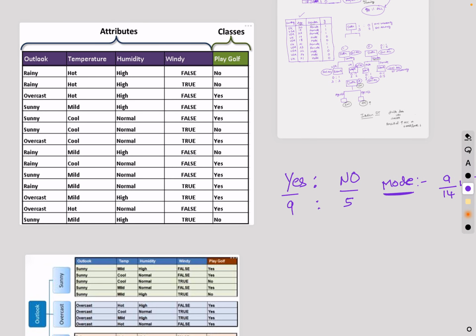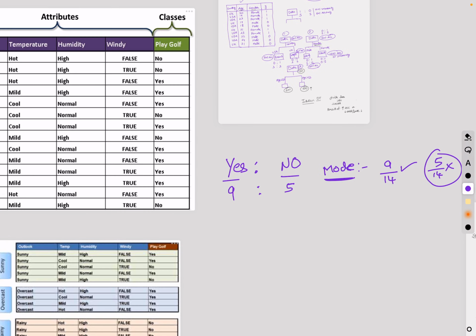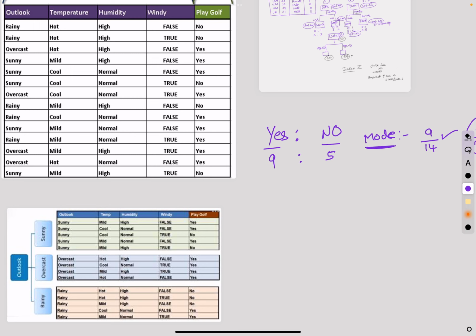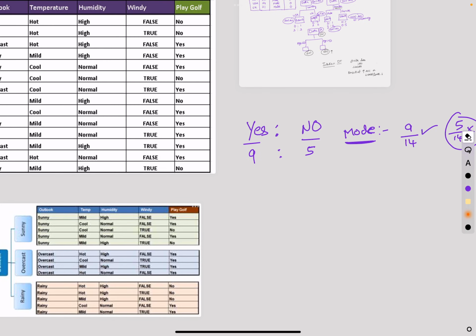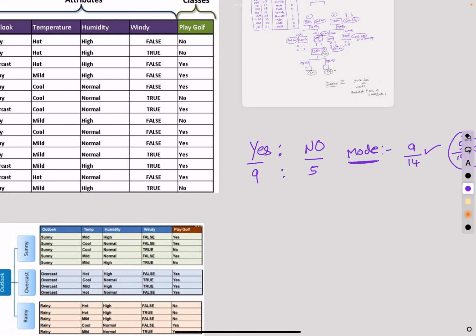I need some predictions happening in case when golf should not be played, right? There should be some predictions happening when golf should not be played, right? So definitely this is the accuracy based on the current situation, that is, given the data set, given my data set, 9 by 14 is the accuracy.